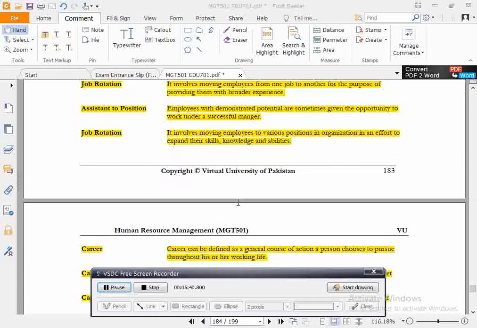Next we have assistant-to positions: employees with demonstrated potential are sometimes given the opportunity to work under a successful manager. Next is job rotation. It involves moving employees to various positions in the organization in an effort to expand their skills, knowledge, and abilities.